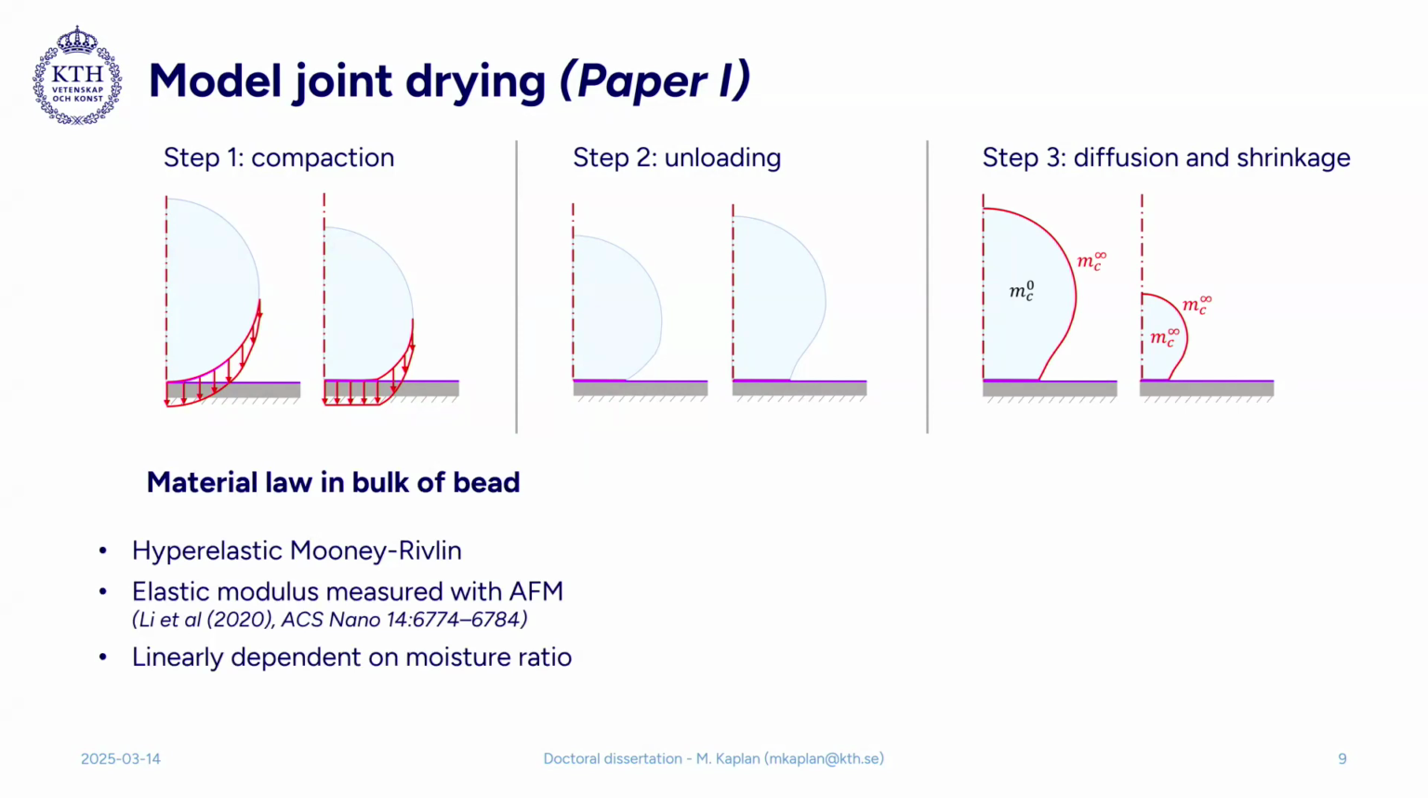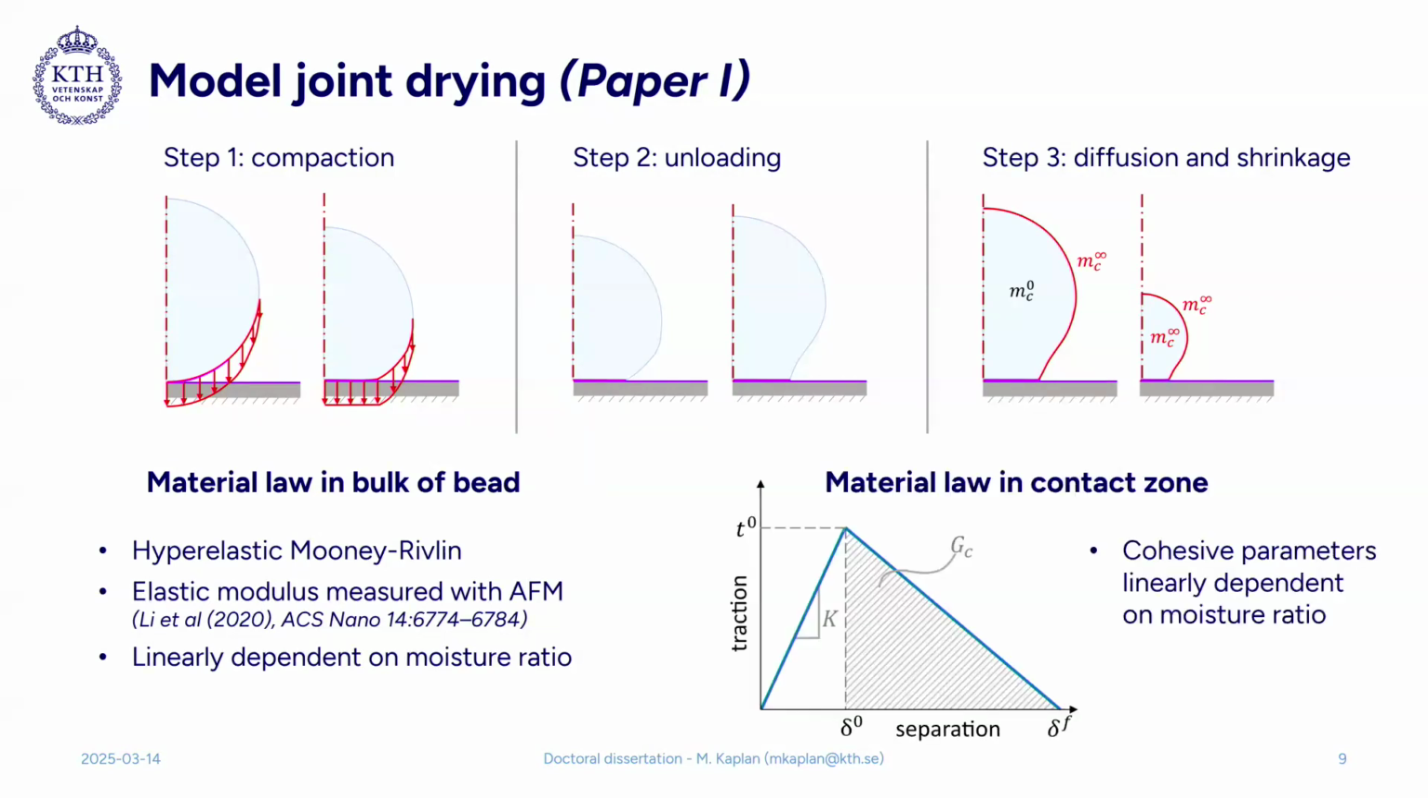The material models there were 2 material models. One in the bulk of the bead, a hyperelastic model based on measurements of E modulus for the bead that was done experimentally in the previous paper. And then we also had a cohesive interaction in the contact zone. And both of these material laws are moisture dependent because the bead changes its characteristics quite a lot as it dries. And the idea here was to tailor mostly the cohesive and moisture parameters to make sure that we get a good agreement between experiment and the numerical simulation.